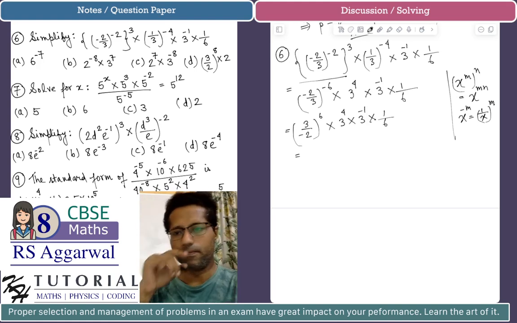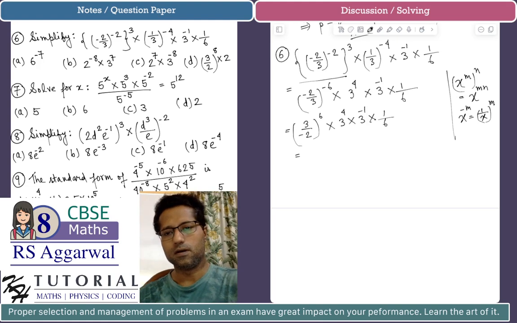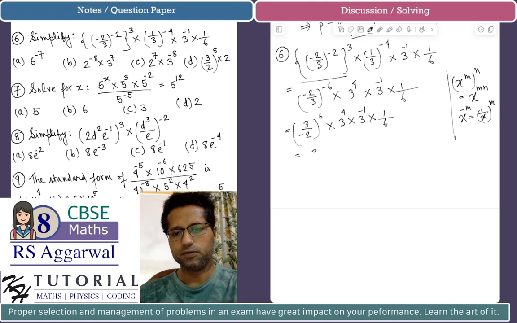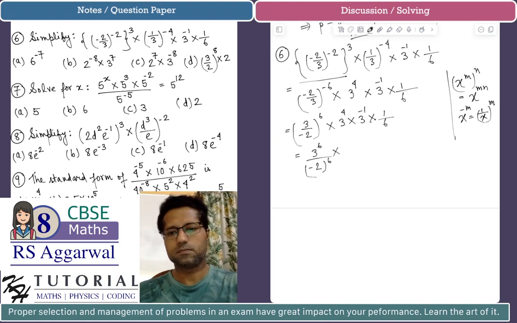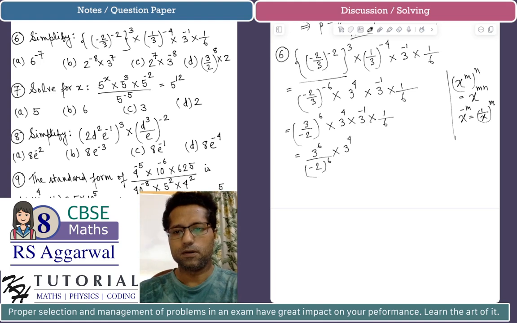You can right away break the exponential form, that is 3 by minus 2 whole raised to the power 6, in the rational form as 3 to the power 6 divided by minus 2 raised to the power 6, and we have 3 to the power 4 multiplied by 3 to the power minus 1 divided by 1 by 6.